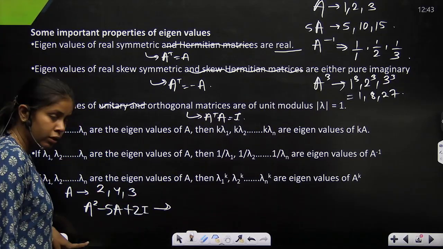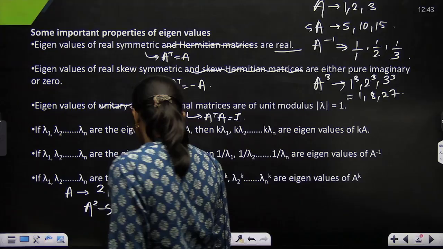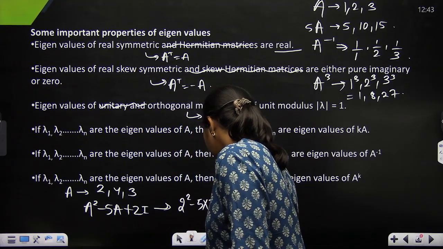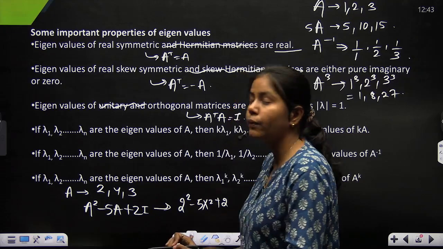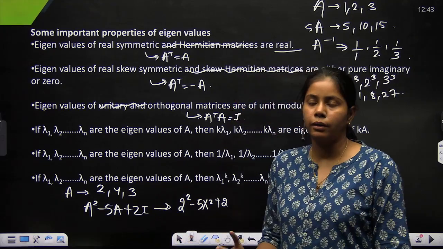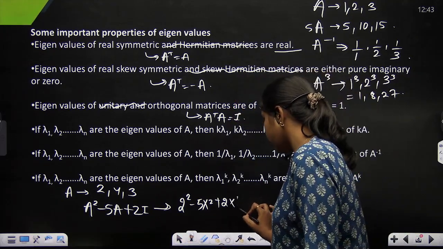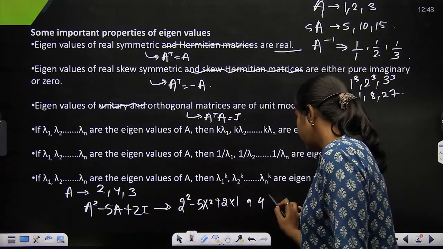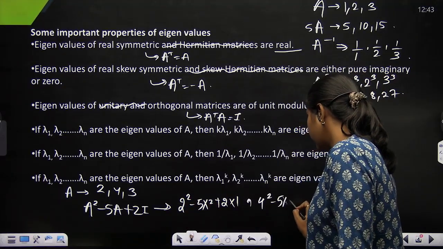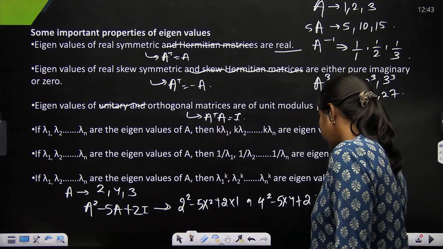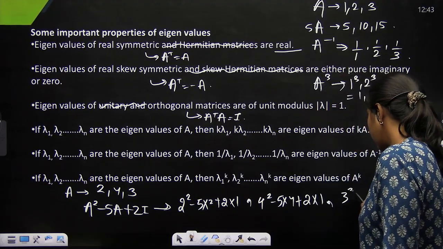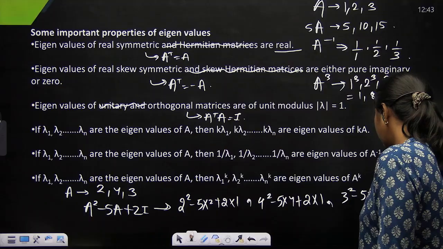So what would it become? You would substitute A equals 2: 2 square minus 5 into 2 plus 2 into identity, since identity always has eigenvalue 1. Another one is 4 square minus 5 into 4 plus 2 into 1. Another one is 3 square minus 5 into 3 plus 2 into 1.